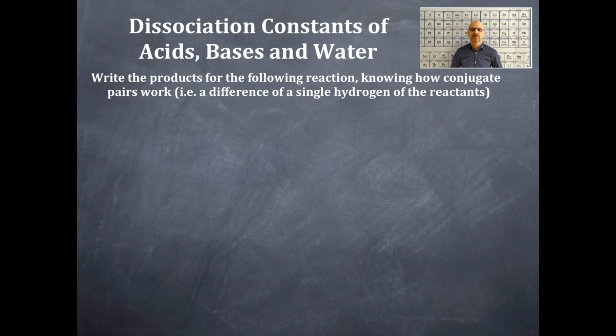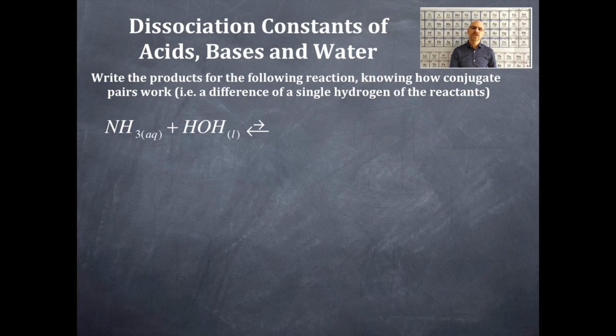All right, dissociation constants for acid bases and waters. We're continuing here. We're going to write the products for the following reaction, knowing how conjugate pairs work. That is a difference of a single hydrogen ion of the reactants to the product side. Okay, so there we have ammonia. That is NH3, which is ammonia. That's going to be aqueous ammonia. The other reactant is going to be water. I wrote it as HOH so that you can see what's happening here.